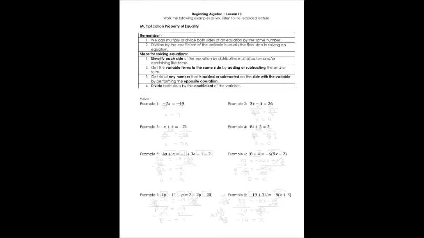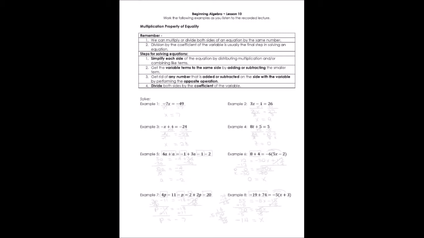You should write these on an index card and memorize them. The first step, simplify each side by distributing multiplication and combining like terms. The second step is you have to get the variables all on the same side. You'll either add or subtract the smaller term to get it there. Step 3, get rid of any number that's added or subtracted on the side of the variable.